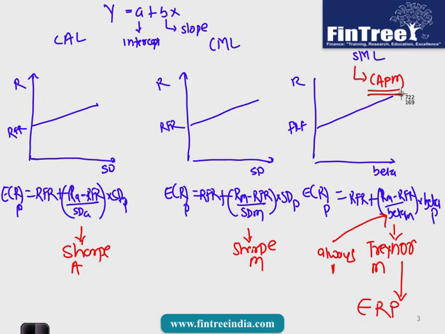This thing, Treynor ratio of market. Treynor is a ratio: market return minus RFR divided by beta. Beta of market is 1, but for other stocks we can have a different beta.